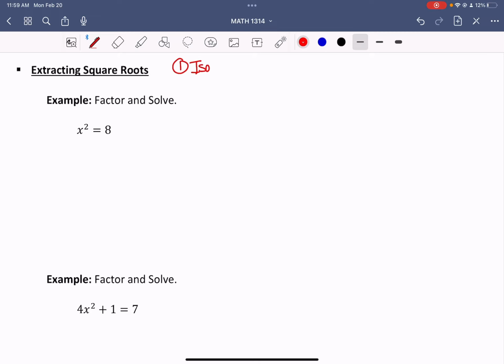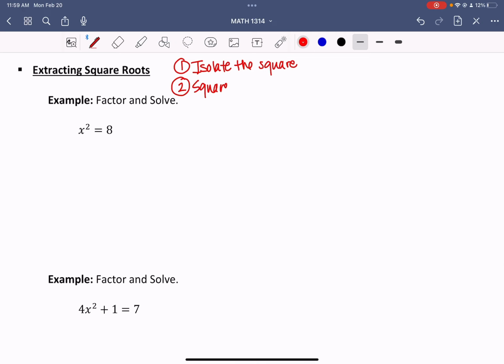First of all, we are going to isolate the square. After we get that squared isolated, like the x squared, we are going to square root both sides. So let's funnel through some different examples and see what we can do with that.